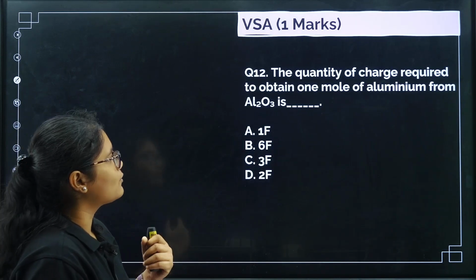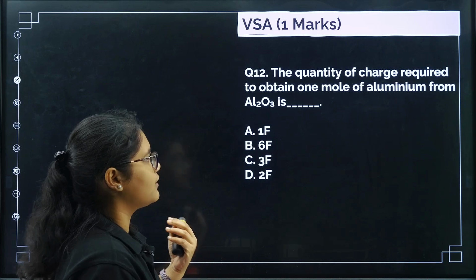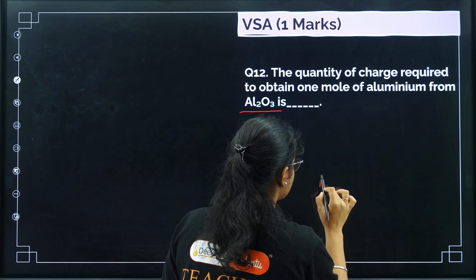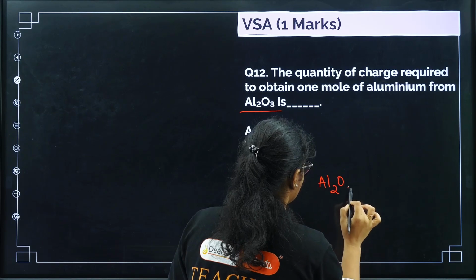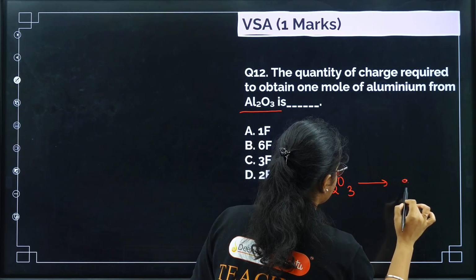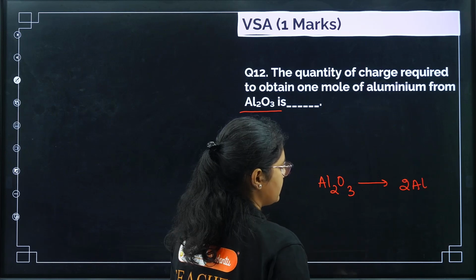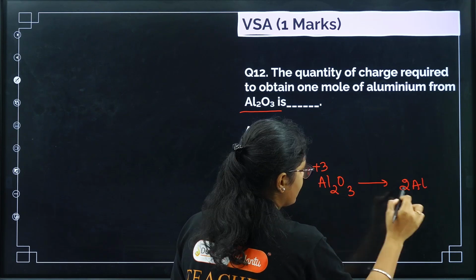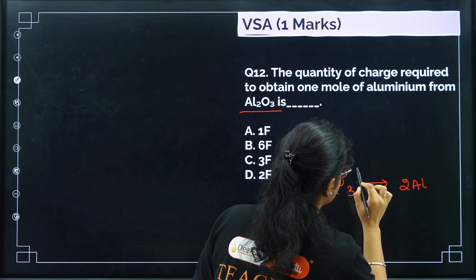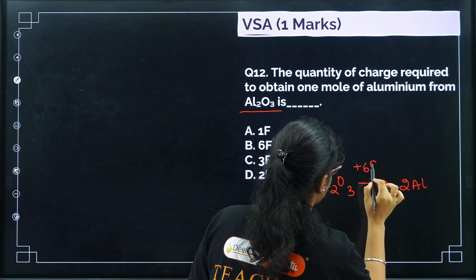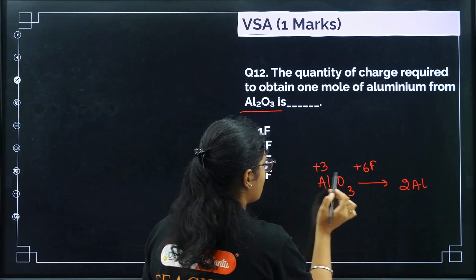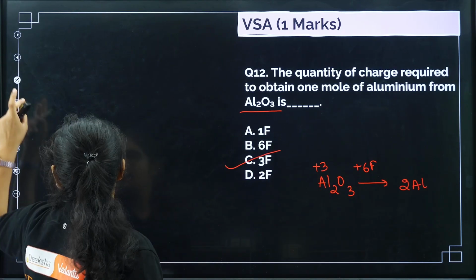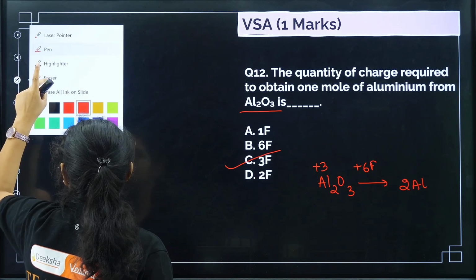Fine. Now the quantity of charge required to obtain 1 mole of aluminium from Al2O3. If you have Al2O3, you will get 2 aluminium. What is the oxidation state here? Aluminium is +3. For this we need 6 Faraday, or 6 moles of electrons, but for 1 mole we need 3 Faraday. So the correct answer is option number C. I will explain this one again, one second.